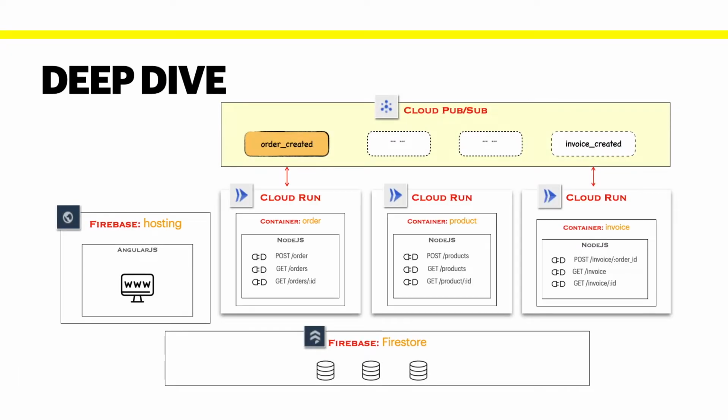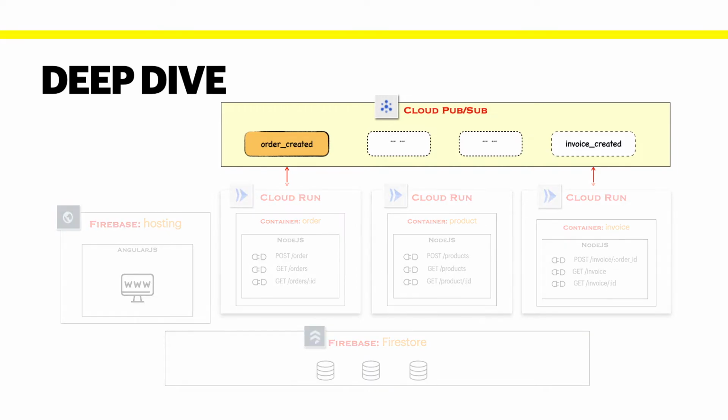So at this point, going back in our architecture, we can see that we have deployed our front end on Firebase hosting. We have our database that is running in Firebase Firestore, and then our microservices for orders, products, and invoices containerized. And these container repositories images are then deployed in Cloud Run services. Let's now look at the last component of our application, which is the event-based framework provided by Cloud PubSub.